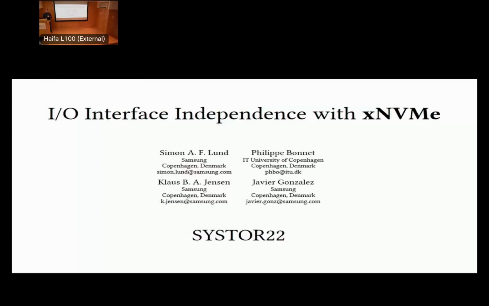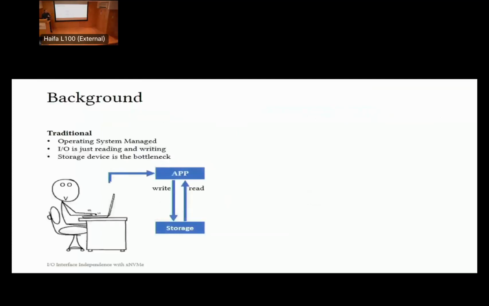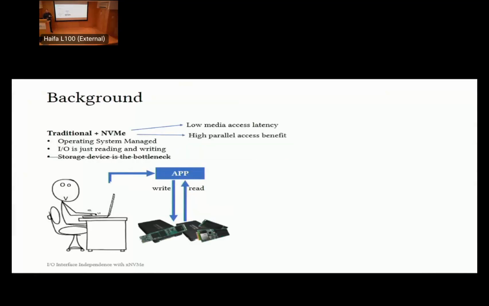Now, I/O independence, the motivation for this is that traditional storage is operating system managed. It's just reading and writing from your storage device. And usually the bottleneck has been your storage media. On a traditional storage device, there's a very high media access latency, and they really do not benefit from parallel access. Then we got NVMe devices, a whole other story. That's relatively much lower media access latency, and there's a very high parallel access benefit.